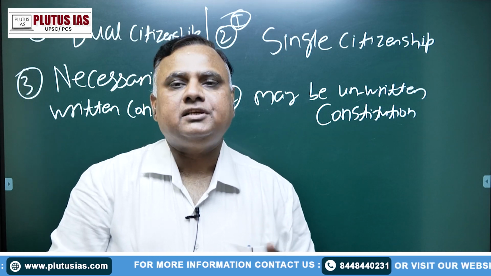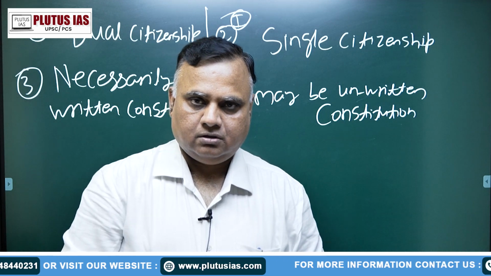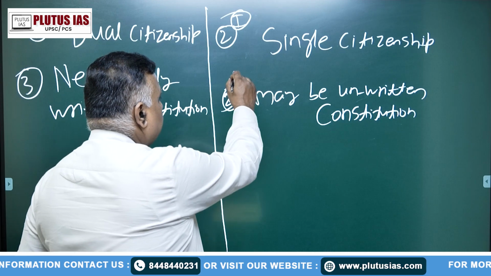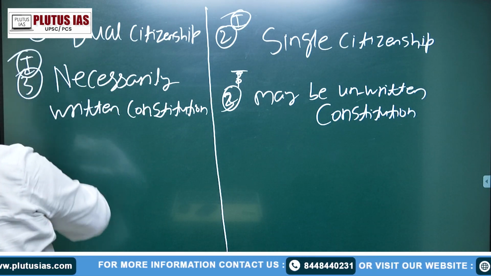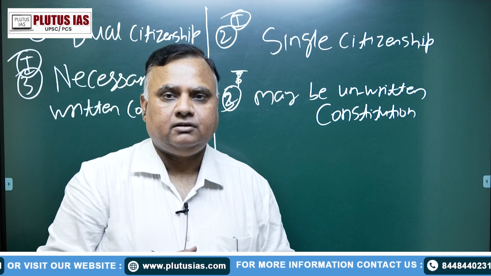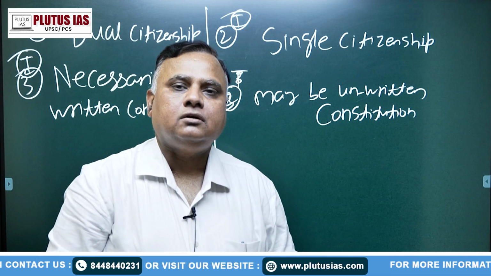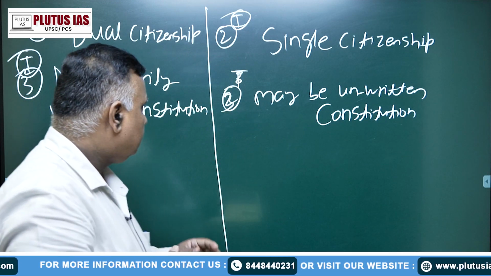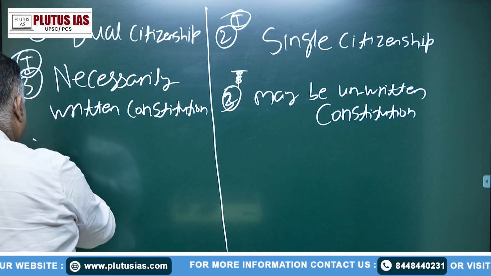In our case, there are three lists: union list, state list, and concurrent list. It is inspired from the Australian constitution. So we have a written constitution, because partly we are federal, partly we are unitary. Federal was necessitated in wake of huge diversity, and unitary was needed to maintain territorial integrity and unity of the country. So this is the third point relating to federal polity.